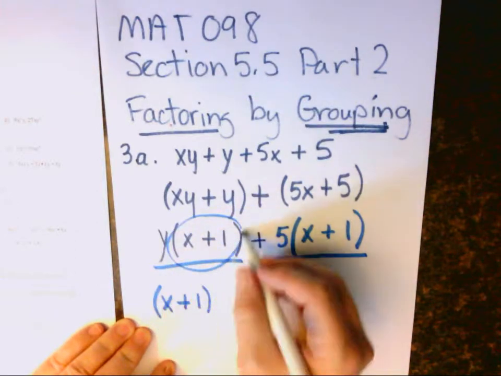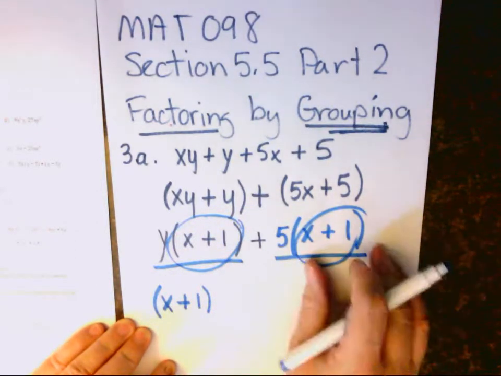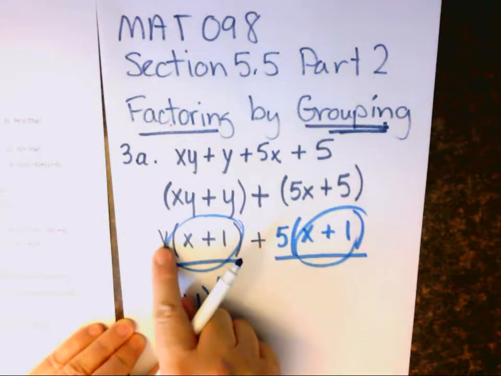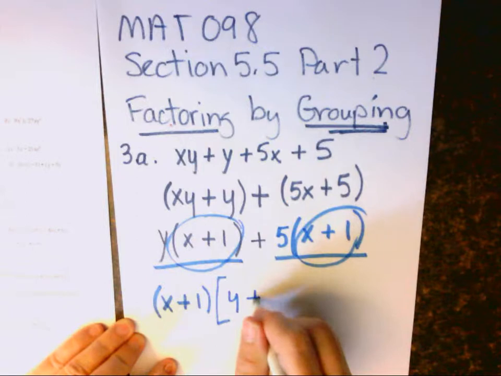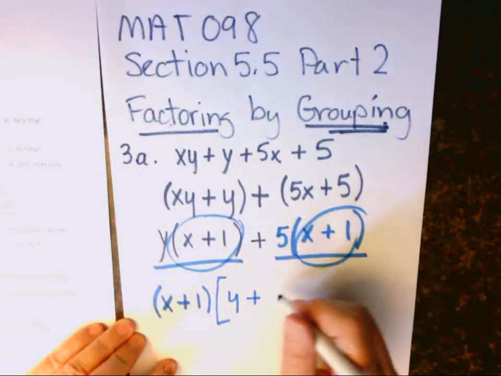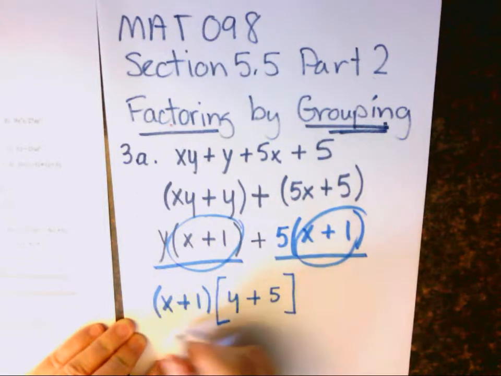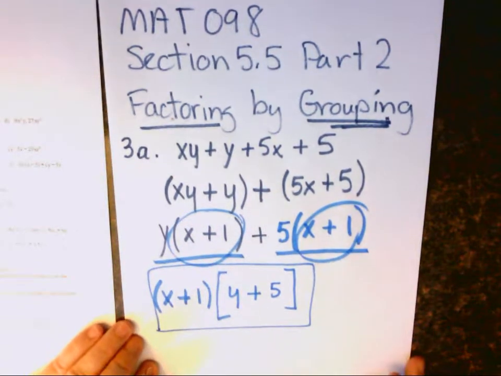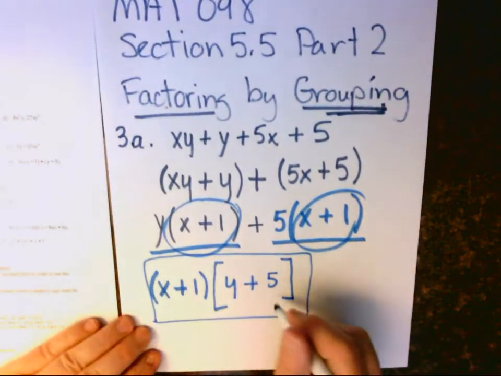So now what I'm essentially doing is I'm going to take this part and factor it out of those. And when I take it out, what's left? The y is left, and I take this out, and I have the 5 left. So this is the answer in factored form. Okay? That is what you're looking for.